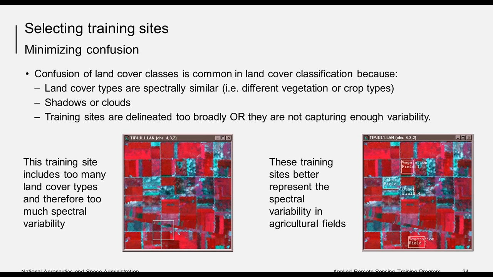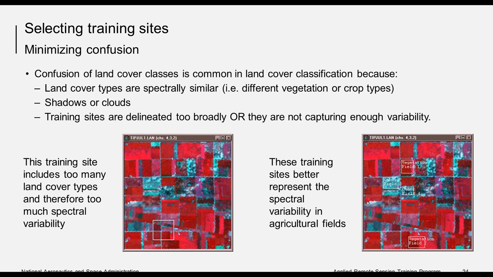This is demonstrating what I mean by capturing the appropriate variability or minimizing confusion. Minimizing confusion between classes will be one of your biggest challenges in land cover classification. Confusion between classes can be caused by land cover types that are spectrally similar, and there's a lot of those, as you'll see when we do our exercise, by shadows or clouds, or by training sites that are delineated too broadly. So the image on the left, and it's a bit extreme, but you get the idea, shows a training site that's been delineated too broadly because it includes roads and bare ground as well as agricultural fields.